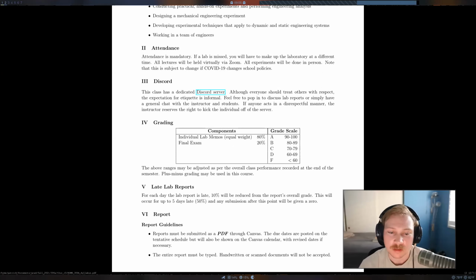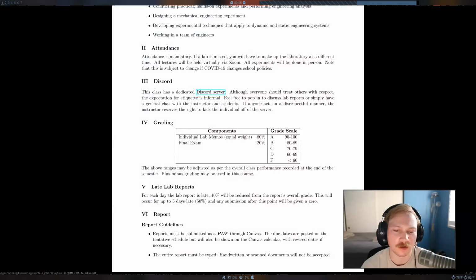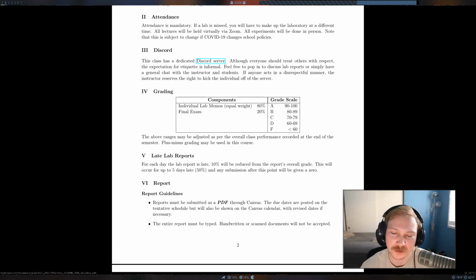Okay, Discord. I mentioned that briefly, but we have a Discord server. There are about 15 of you in there right now. This is the invite link. The invite link is on the homepage on Canvas, so you can join by clicking on that. In past semesters it's been pretty active, so I expect it to be pretty active again for talking about the labs or anything. I just need everyone to be respectful to others. That's never been an issue.